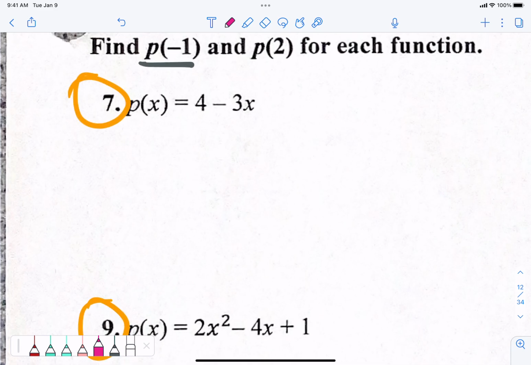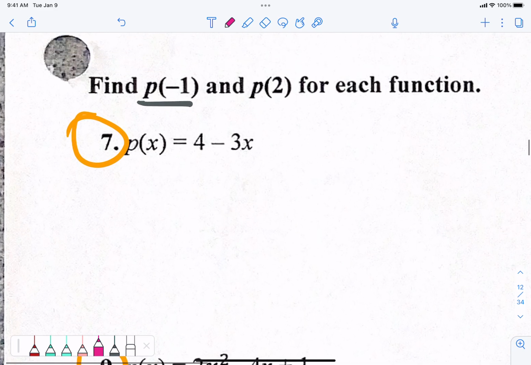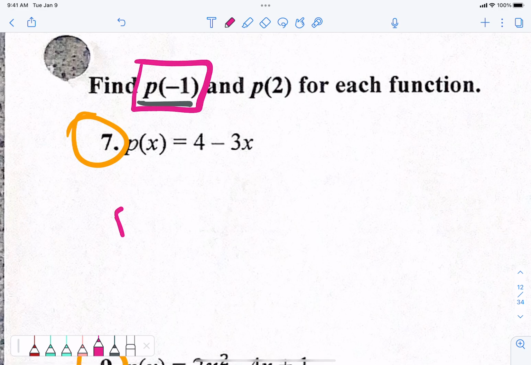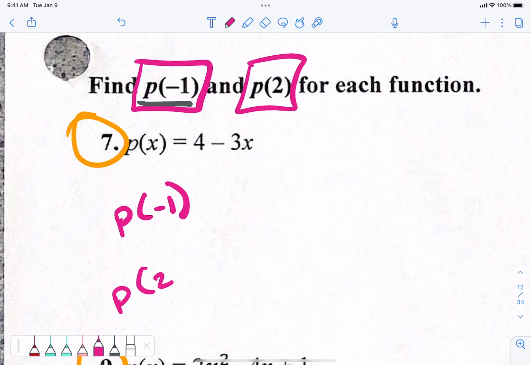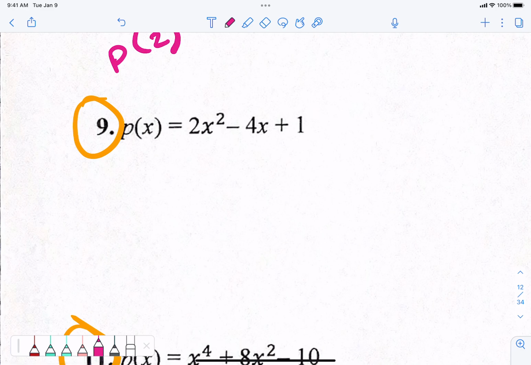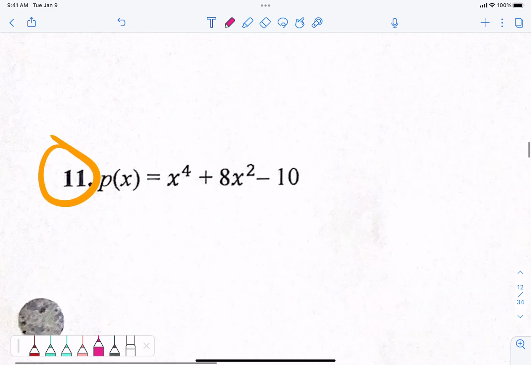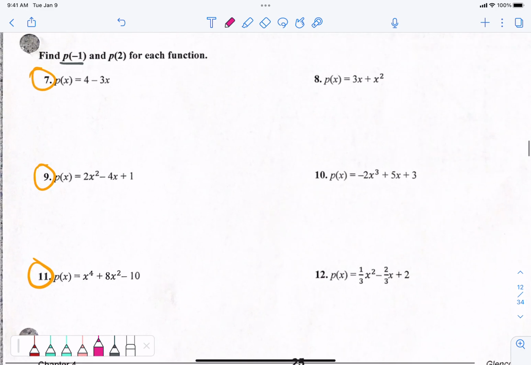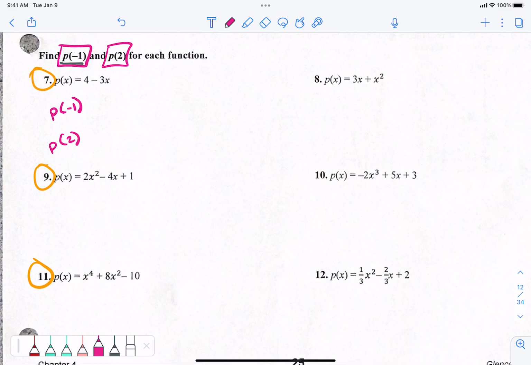Now, real quick, before we flip over to the back side, look at number 7, still on that same page. The instructions say find P of -1. That means plug -1 in. And it says find P of 2, so you're going to plug 2 in. How many answers will you have for number 7? 2 answers. How many answers will you have for number 9? 2 answers. How many answers do you have for 11? 2 answers. All of those will have 2 answers because you're plugging in 2 numbers, right?